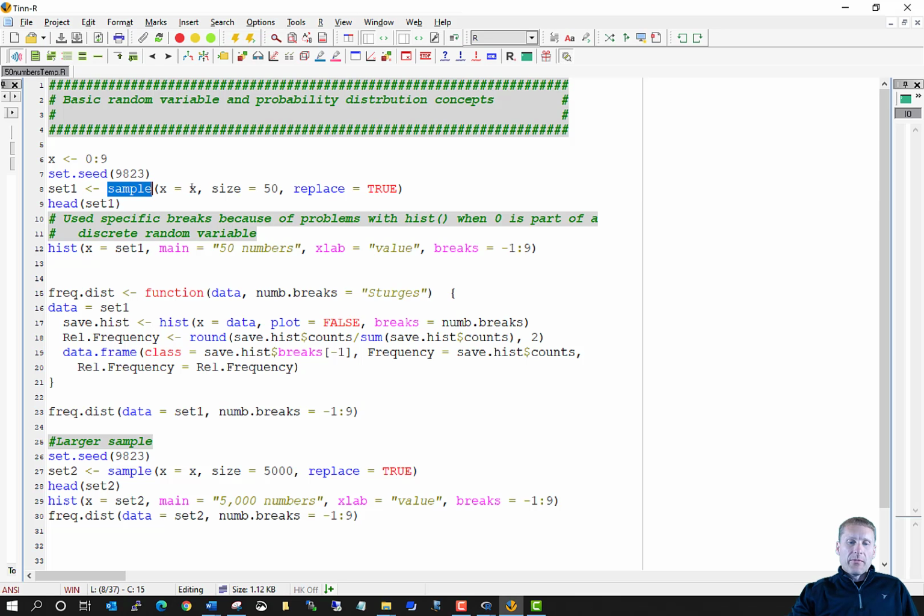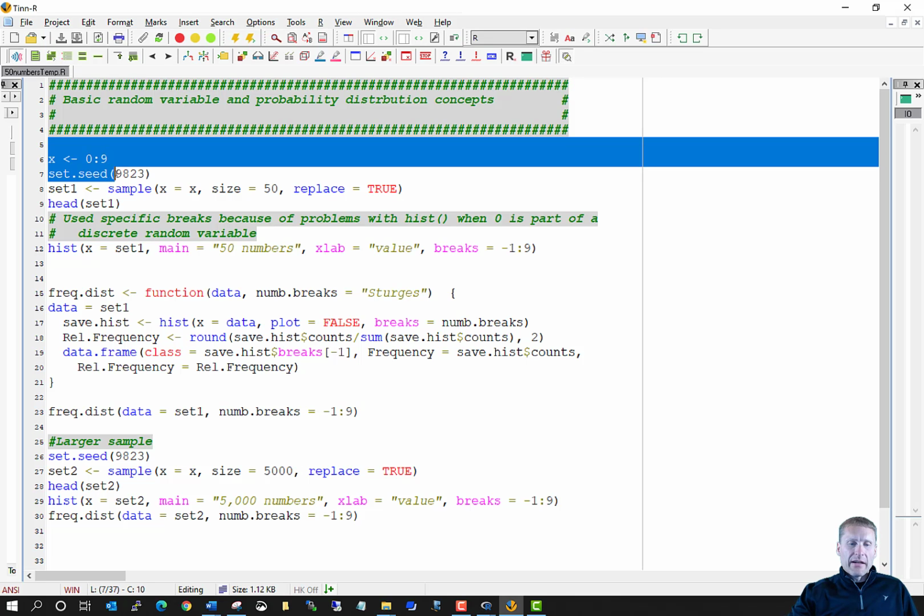So I say sample, and what do I want to sample out of? Well, this 0 to 9. How many do I want to sample? 50. And I want to do it with replacement, meaning this is like putting those numbers back in the hat after you draw them out. So let me go ahead and execute that code.